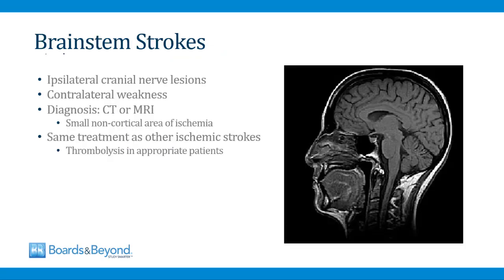Let's talk briefly about brainstem strokes. The brainstem is supplied by the posterior circulation, so branches of the vertebral and basilar artery. And strokes in the brainstem lead to ipsilateral cranial nerve lesions and contralateral weakness of the arms and legs. And that's because motor fibers in the brainstem cross to supply motor innervation to the other half of the body in terms of the arms and legs.